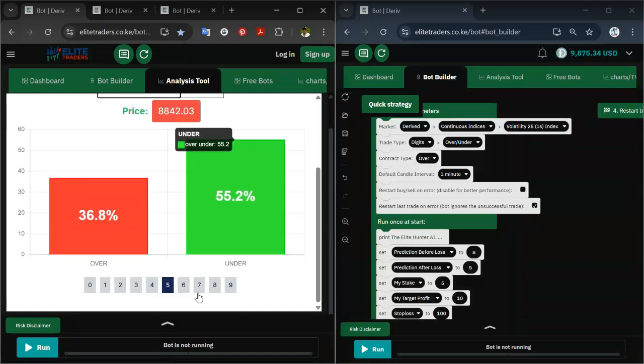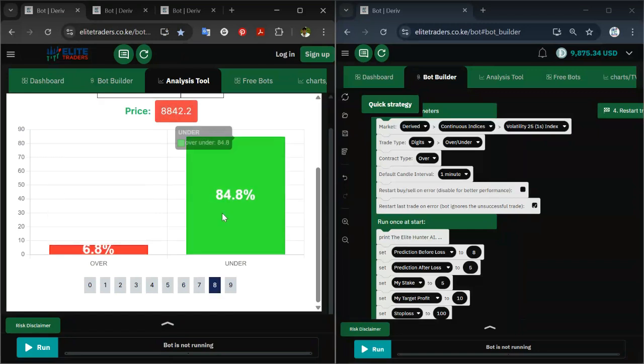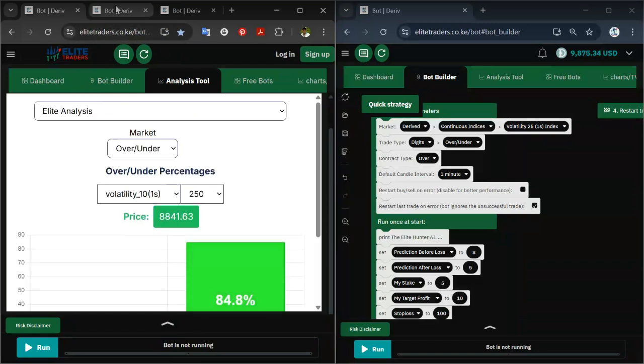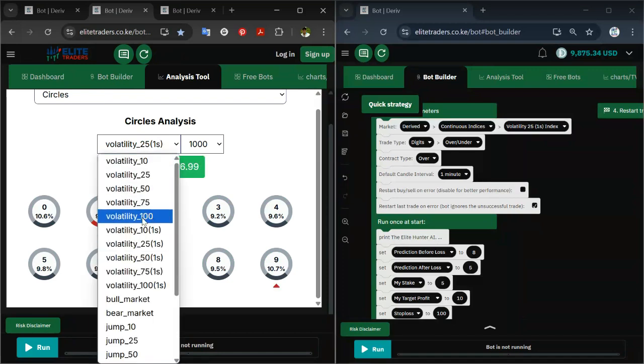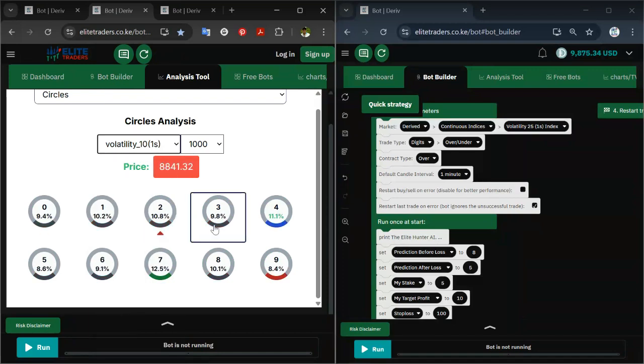Okay, so this is 55%. Let's see, under 8%, it's around 84%. The next thing we do, this is 10 1S. Just click here. Let's go to the circles and see how is 10 1S. Since we are trading under, we said the blue bar, green bar should be below digit 4. Red bar, there's a coup anywhere. In this case, you can actually see it's on digit 7.